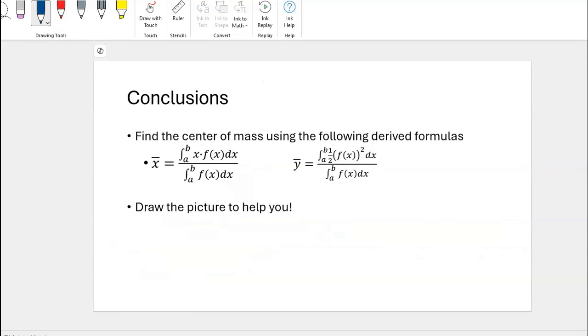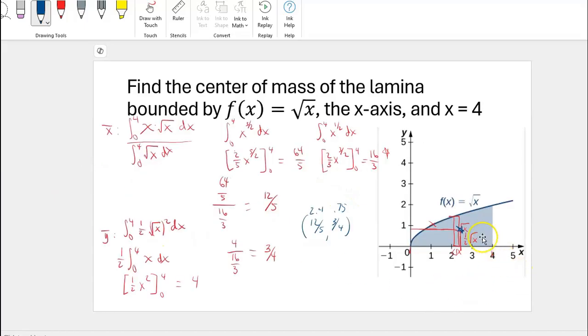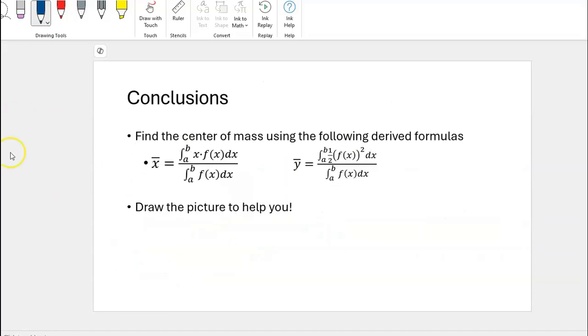So let's summarize what we've done so far. We're going to find the center of mass using these two derived formulas. Now these are formulas that you're going to have to either know by heart or work through using a picture like this one. If you have these formulas, you'll be in good shape. By drawing the picture, you'll be able to derive both of these formulas without a problem.